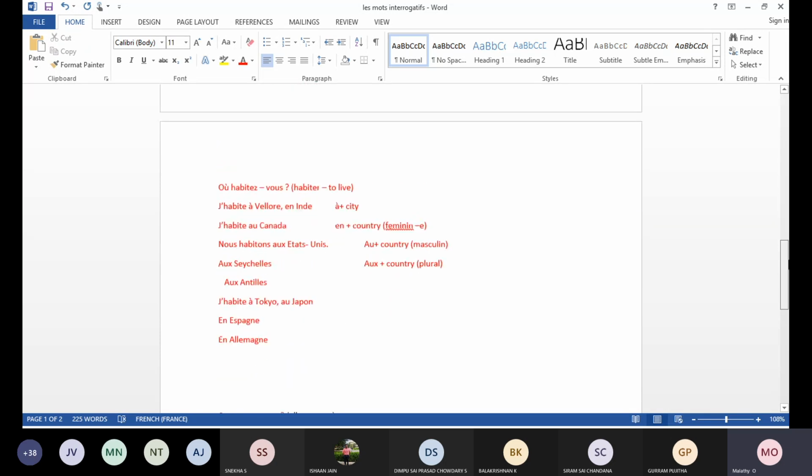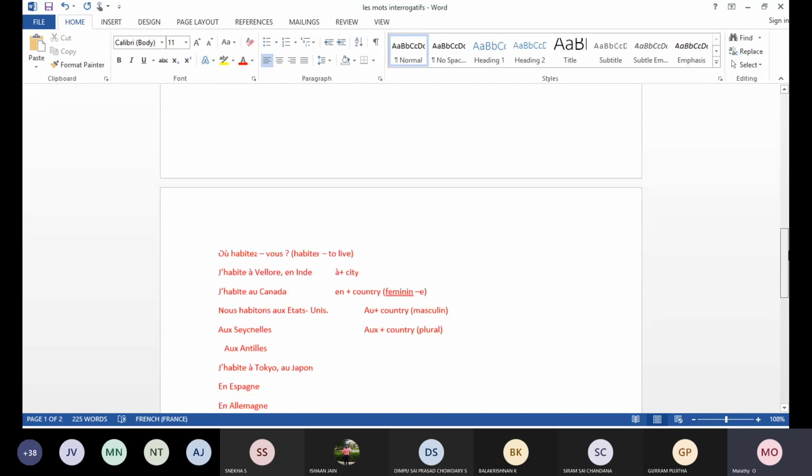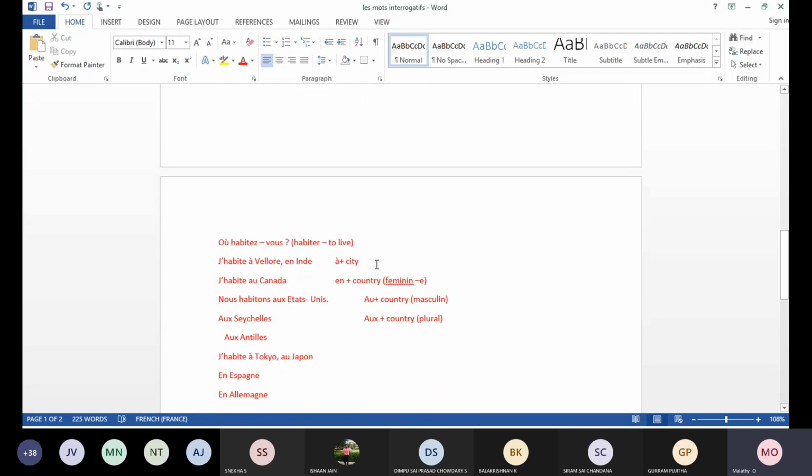And then comes here. Où habitez-vous? Où habitez-vous? A question with où. Where do you live? So you have the answers. J'habite. And when you're answering this, you need to recall the prepositions used with countries and cities. So we have learned three forms of prepositions with countries. One's for masculine, one's for feminine, and one's for plural country, and one exclusively for cities. So you have to apply that properly for such a question.